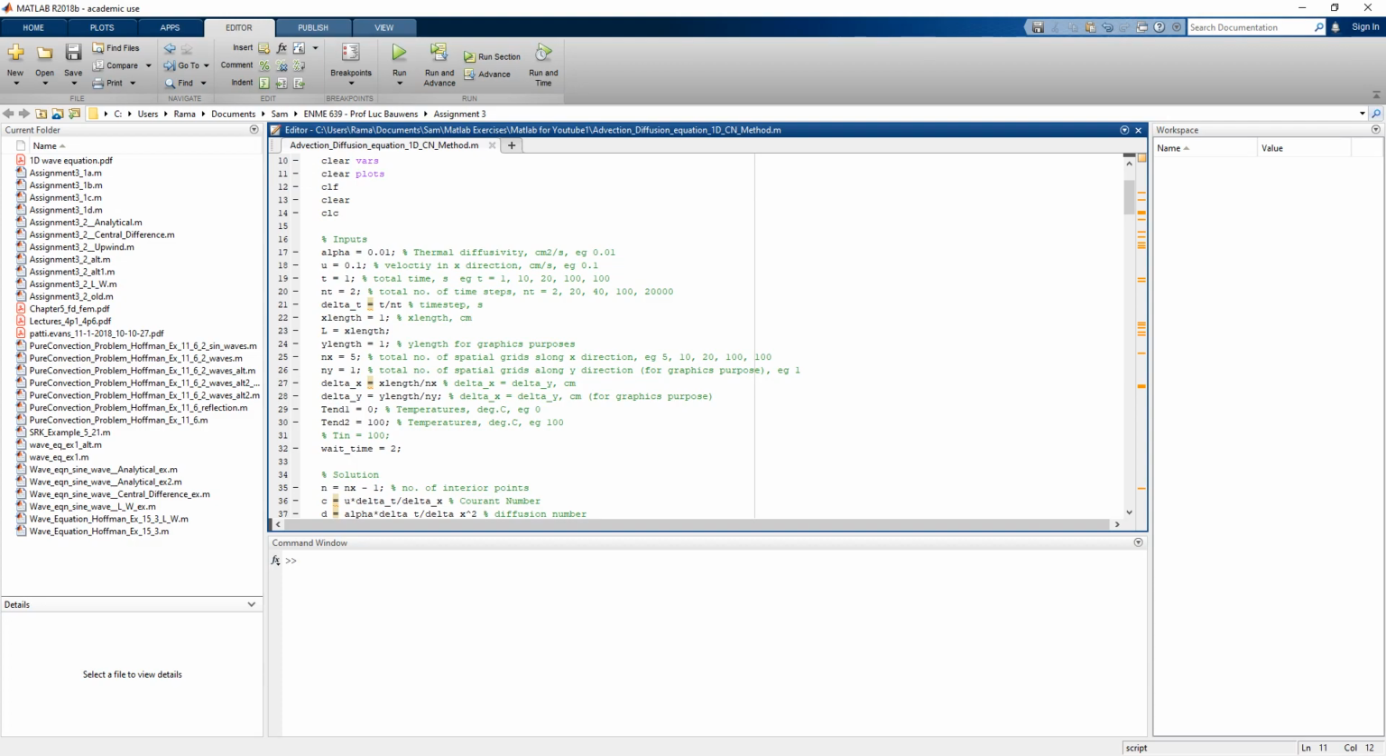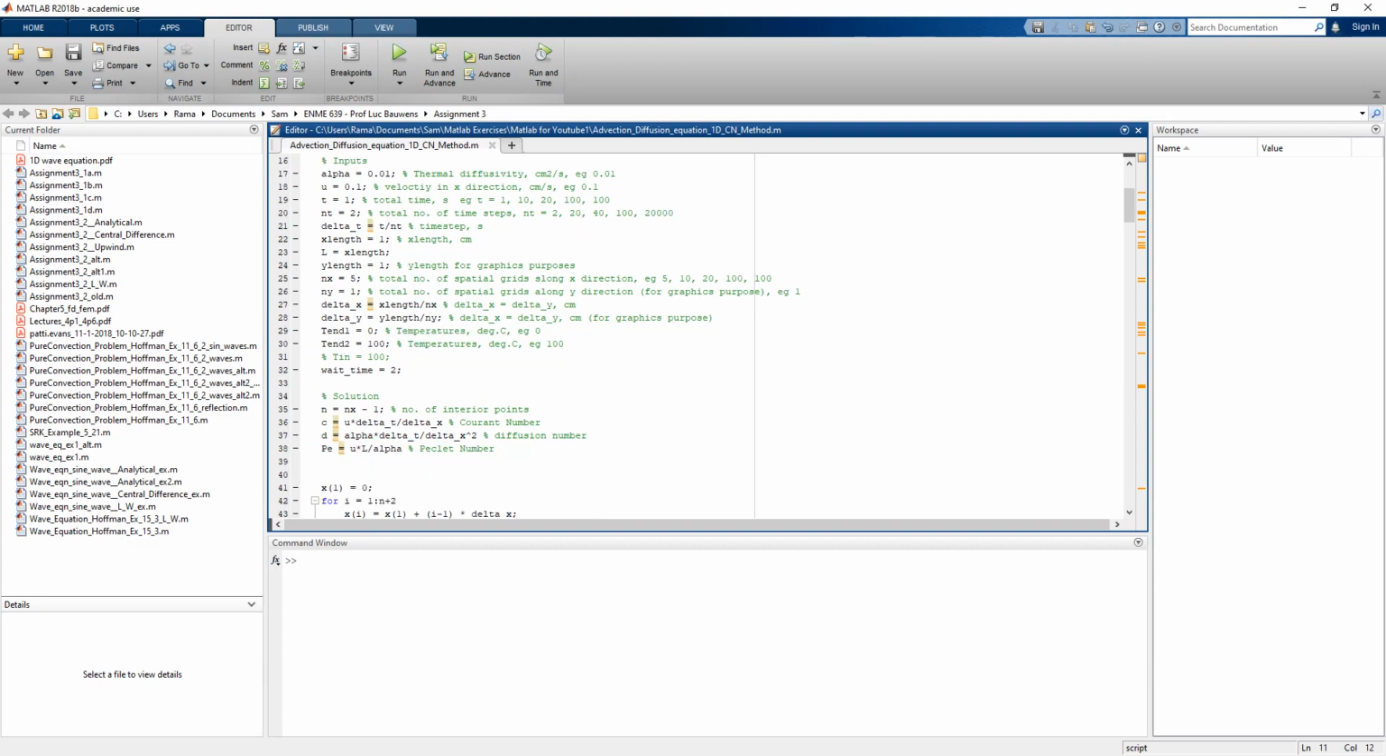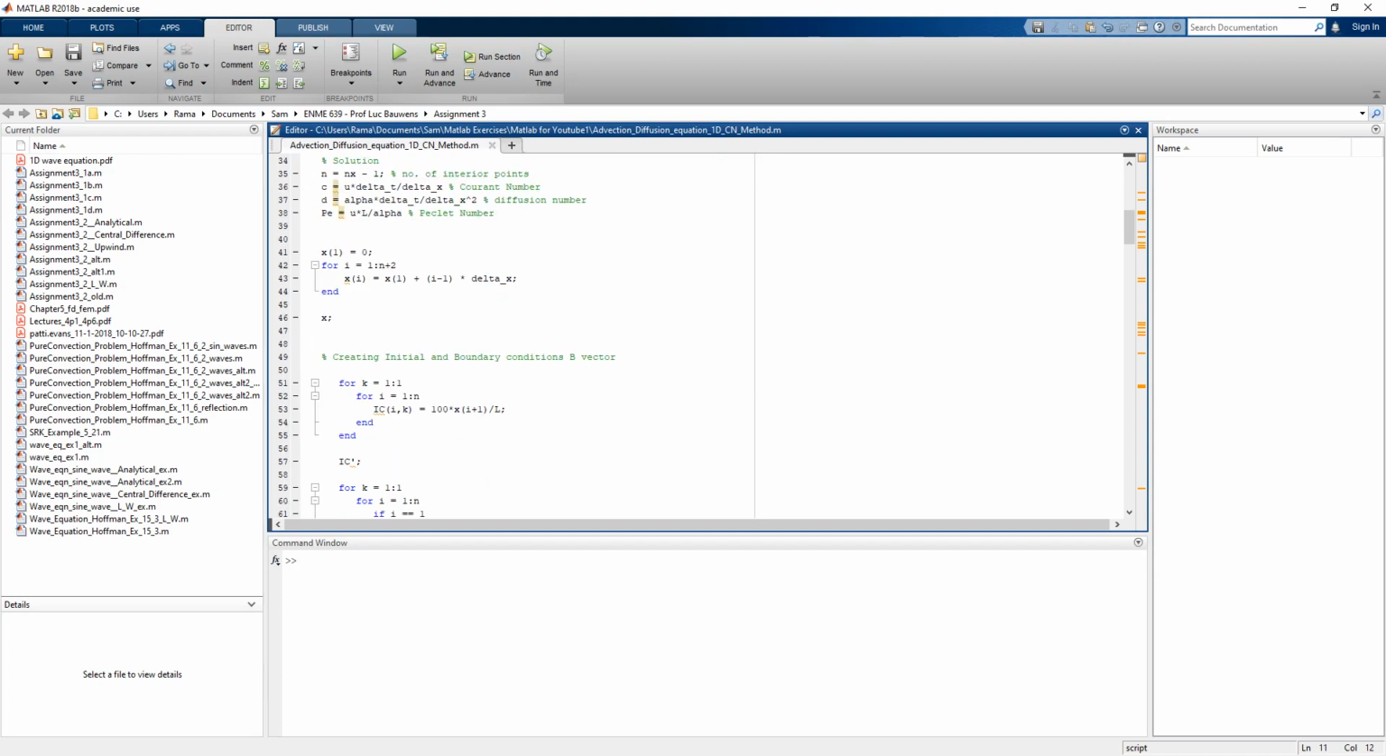Our interest is the first time step, so you can compare the results we obtained using the PowerPoint. The number of spatial grids nx equals 5. The boundary conditions are given here as Tn1 equals 0 degrees Celsius and Tn2 equals 100 degrees Celsius. We'll run this case and see.